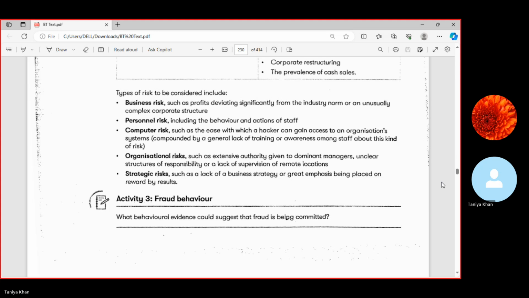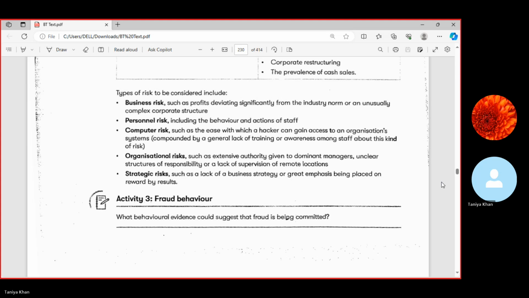Then comes computer risk, such as the ease with which a hacker can gain access to an organization's system. So the IT system is a boon also, it's a bane also. If used properly, it's a boon, but there are certain side effects even.